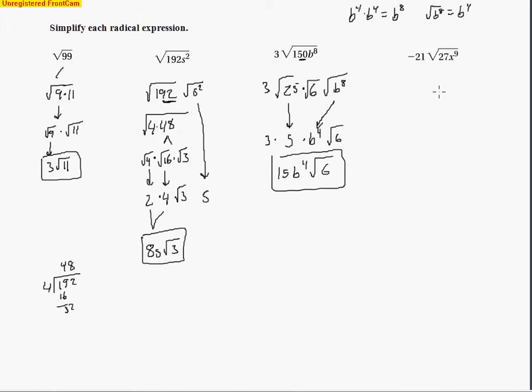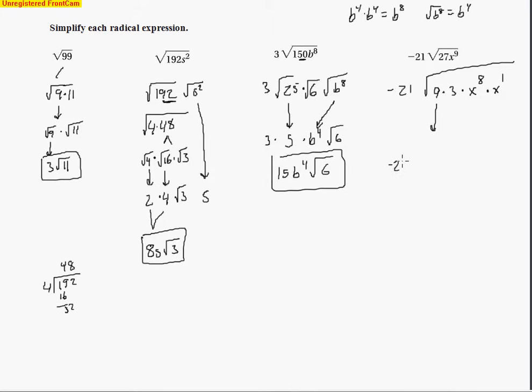27 has 9 as a perfect square in it. So I'm going to take that out. Now, for a number that has an exponent that is not even, we're going to break it down to this: x to the 8th times x to the 1st. See, those multiply to make x to the 9th. And you see x to the 8th, any even exponent is a perfect square. So I'm going to take the square roots of the parts that are perfect.